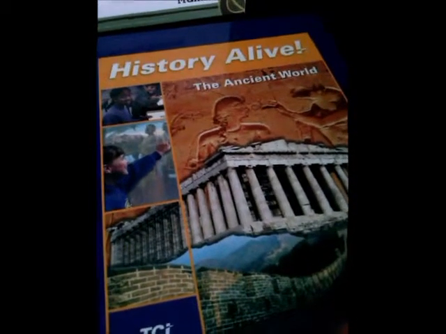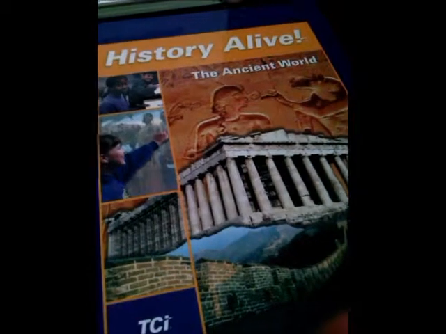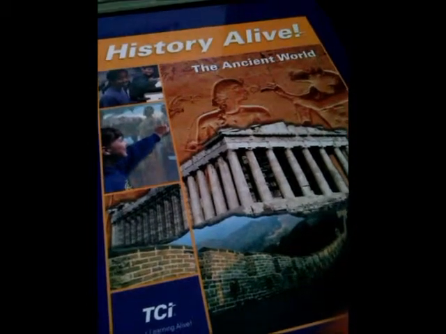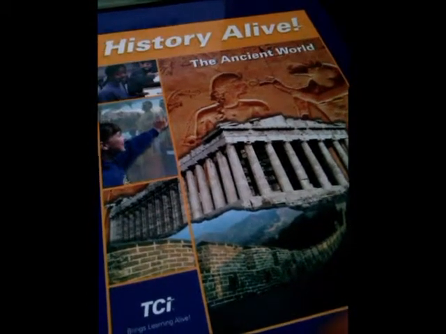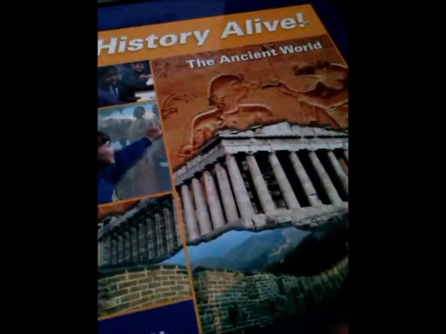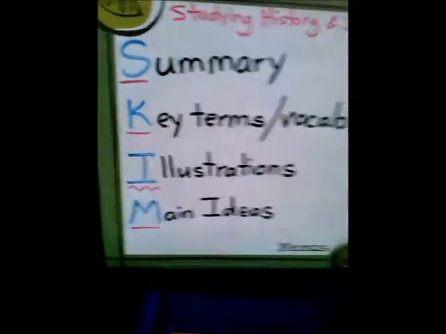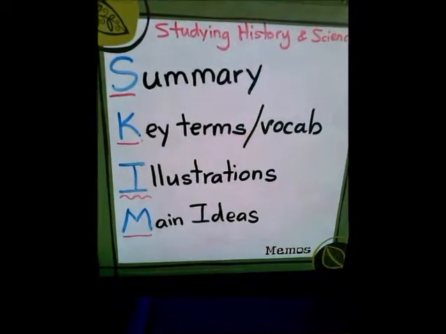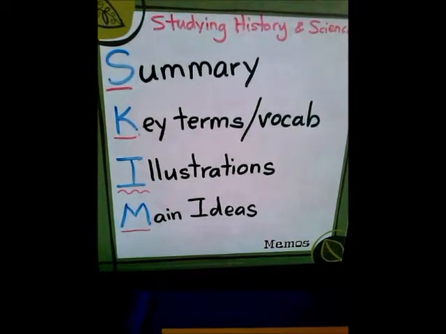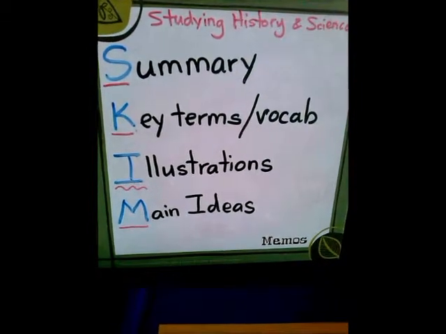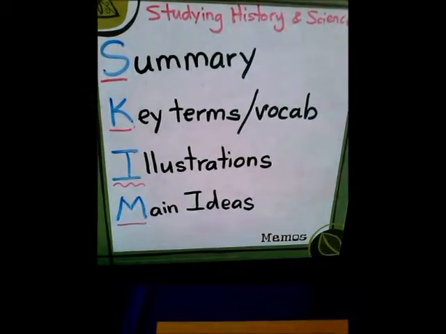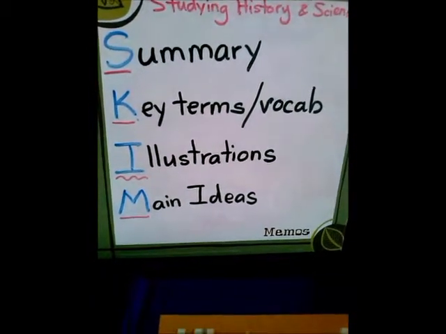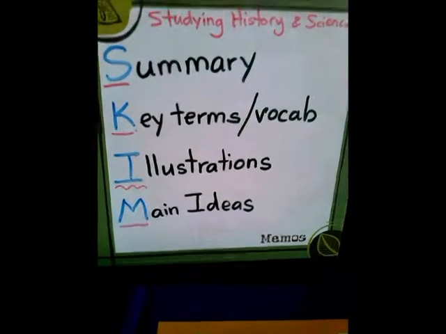Hi, today we are going to learn how to better study from a history or a science textbook. We're going to be using the SKIM method. If we take a look as a reminder, SKIM: the S stands for summary, the K stands for key terms, the I stands for illustrations, and the M stands for main ideas. This is a very good strategy to use when you're studying history and science.